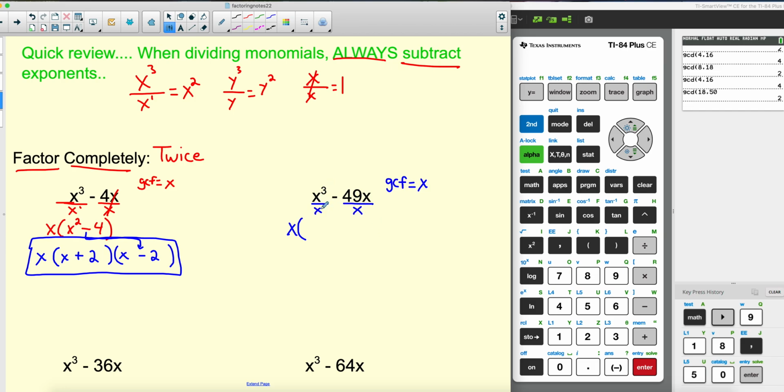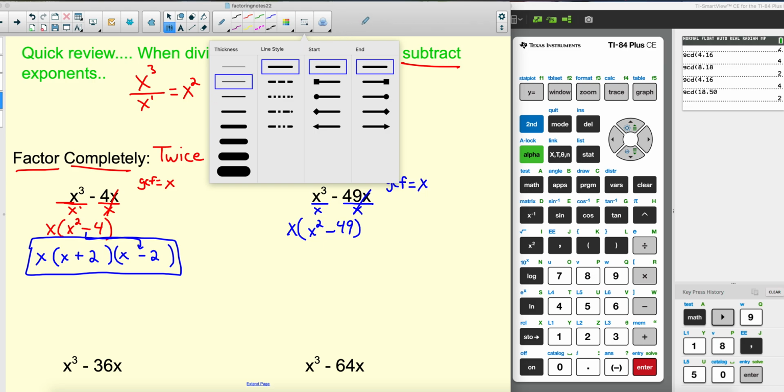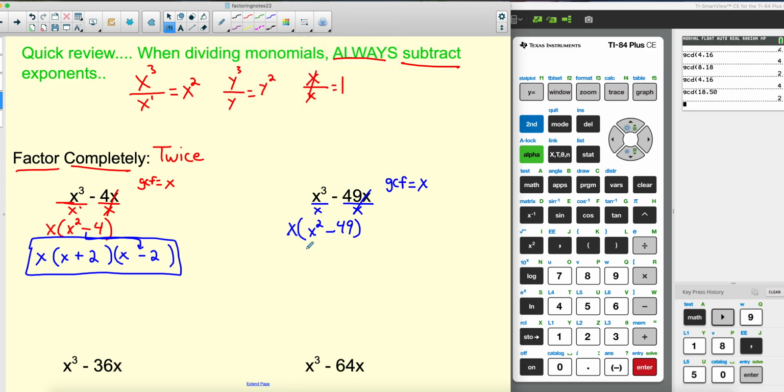X to the third divided by x to the first is x squared. Minus comes down. The x's here are the same. When you divide, they cancel. And your 49 comes down. The minute you write this, you should know this is your perfect square. Well, how do we factor all perfect squares? You guys know by now, 2 sets of parentheses. Minus goes to the right as always. Plus sign to the left as always with perfect squares.